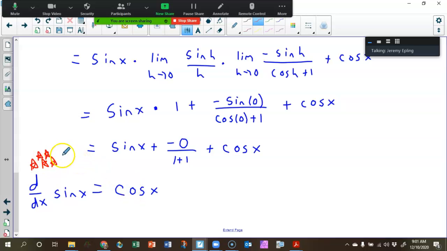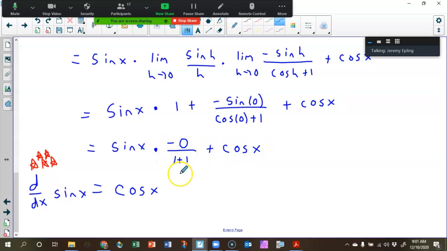Now, are there any questions there calculating the derivative of sine? Oh, I wrote plus. It's sine times 0. I accidentally wrote plus there. But we're multiplying.